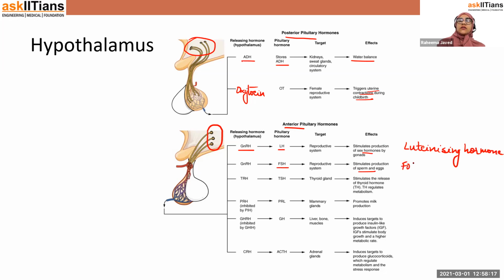Okay, FSH is follicle stimulating hormone. Okay, TRH is thyrotropin releasing hormone. Thyrotropin releasing hormone affects the pituitary to release thyroid stimulating hormone. Okay, this is thyrotropin releasing hormone.